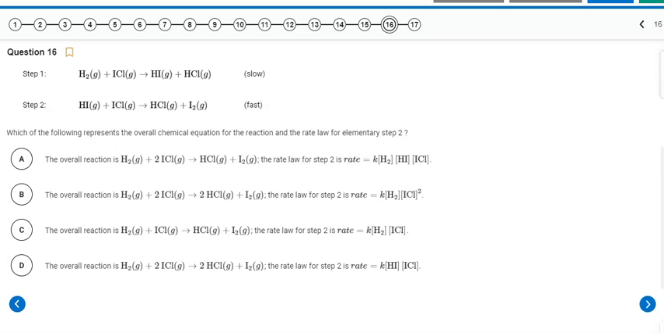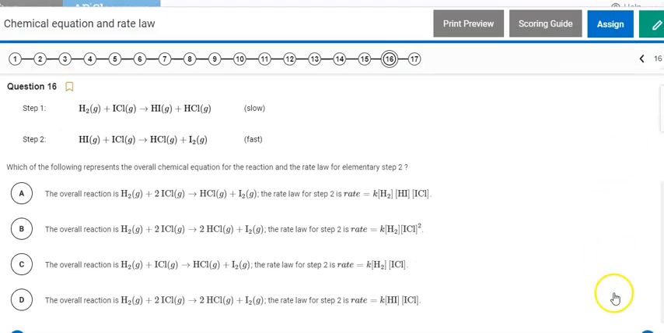All right, so you got, again, a reaction mechanism. Those are the two elementary steps that make up an overall reaction. They don't give you the overall reaction here. It says, which of the following represents the overall chemical equation for the reaction and the rate law for elementary step 2? Well, the rate law for elementary step 2 is not the rate law for the overall reaction, but they're not asking for that. So let's just answer that second part.